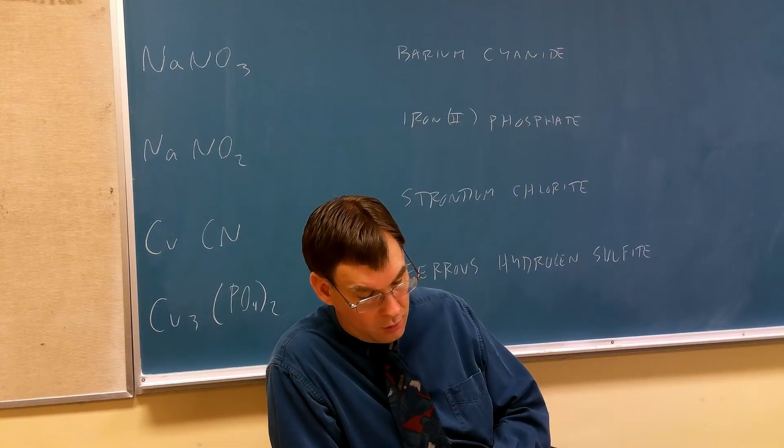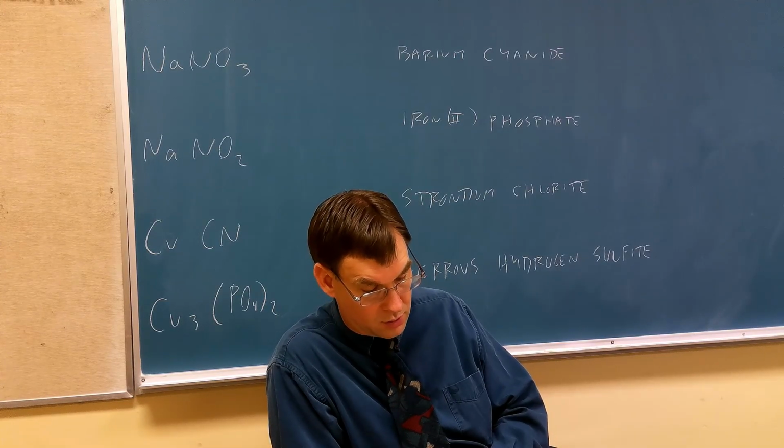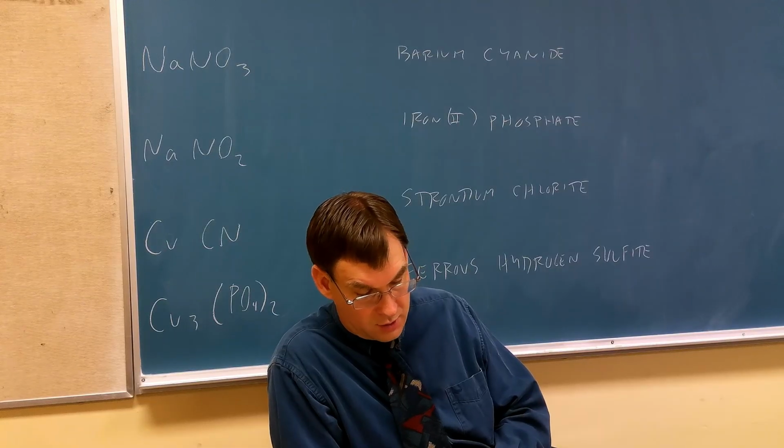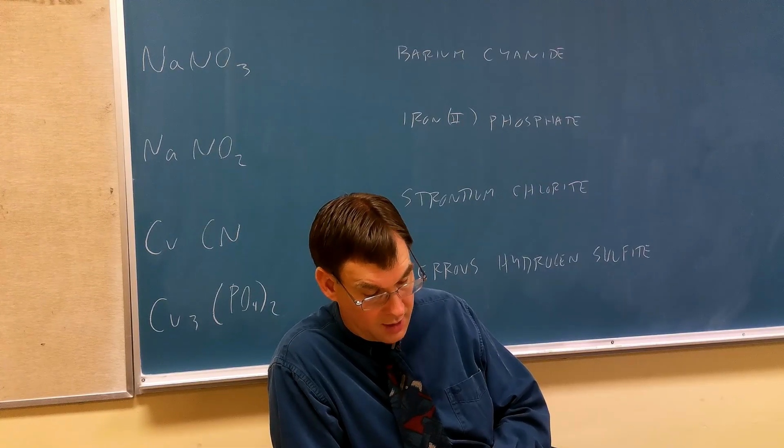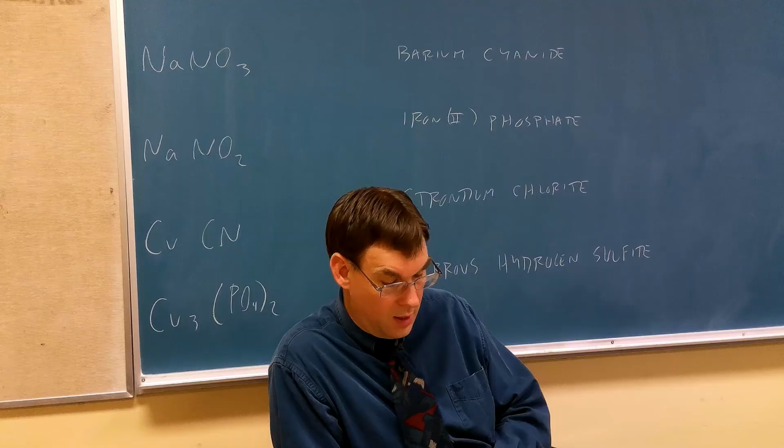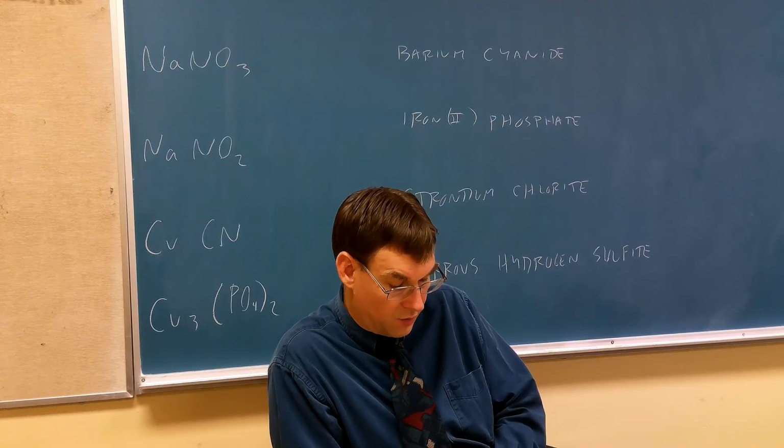31 is no. 32 is a thing called the stock system, is what the Roman numerals thing is called. 33 is -ous for the lower one, -ic for the higher one. And then you pick your favorite name, spellings for halves.